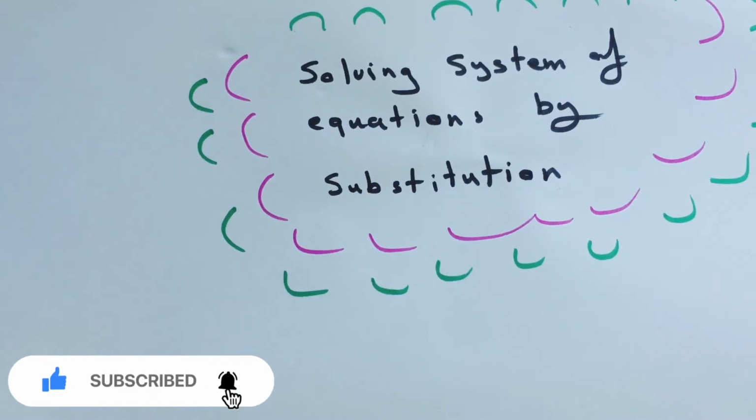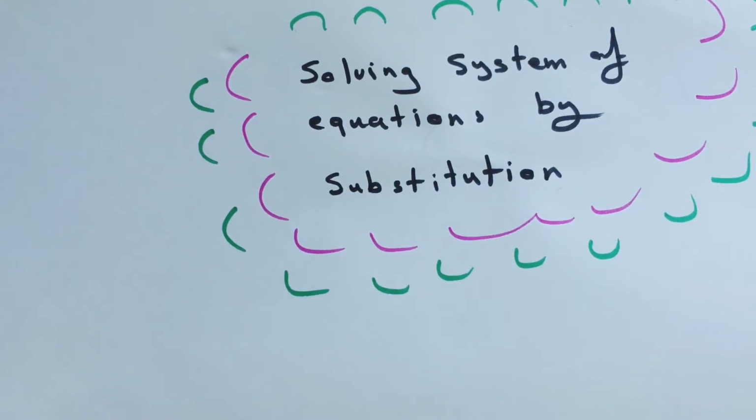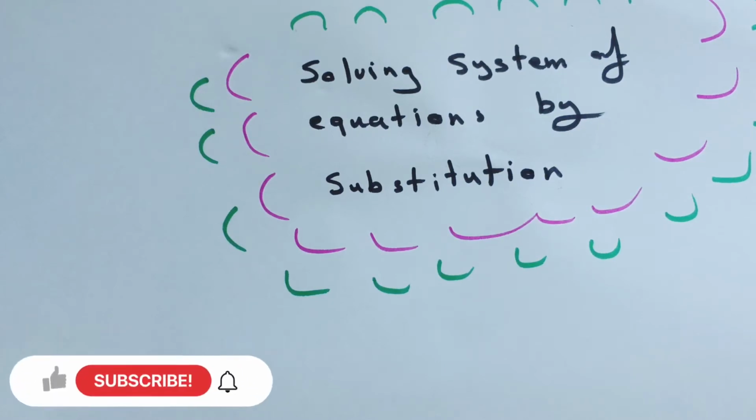Today's lesson is solving systems of equations by substitution. We already took solving systems of equations by elimination, and this is the second way, which is substitution. Let's start with the first example.